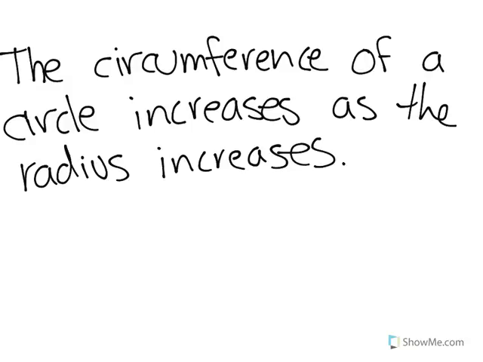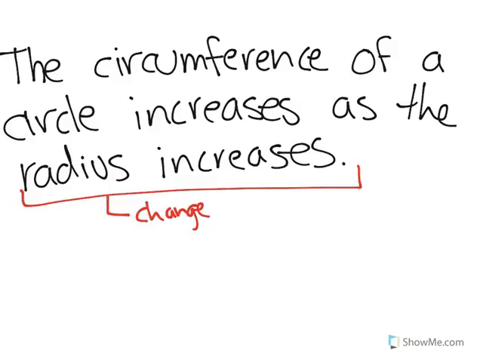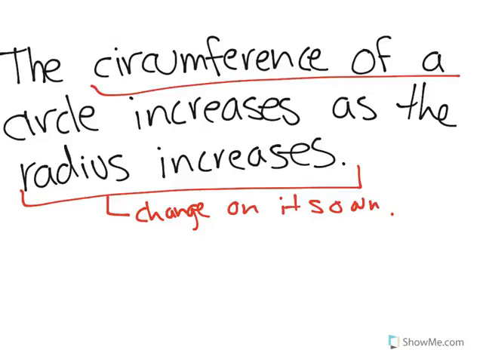Now let's look at some examples that will show you what I mean by this. If we have this statement, the circumference of a circle increases as the radius increases, we see that the radius increasing is a change that happened on its own. We don't know what caused the radius to increase. However, the circumference increasing, we know is due to the change in radius.